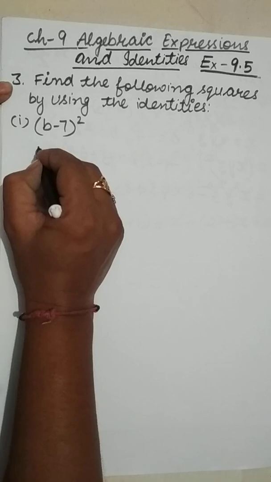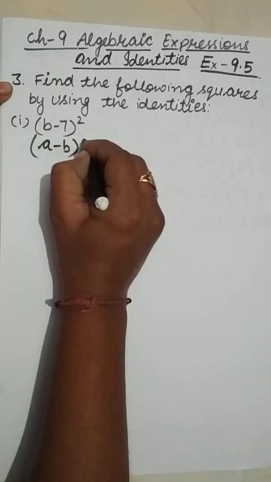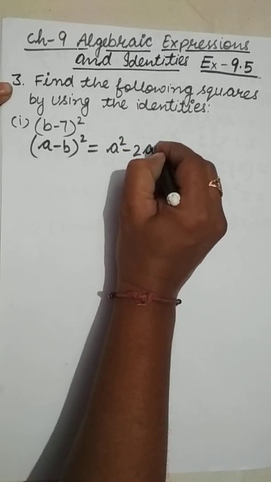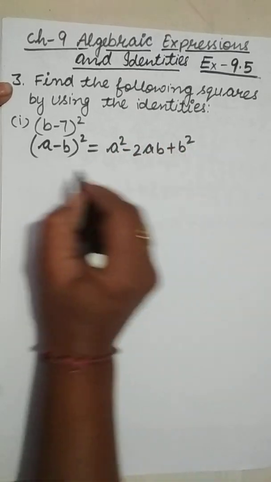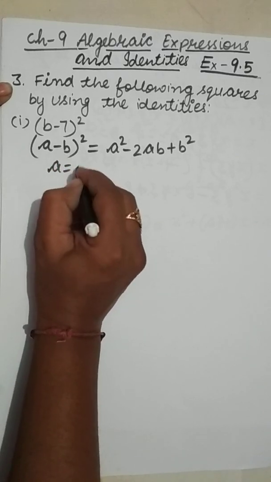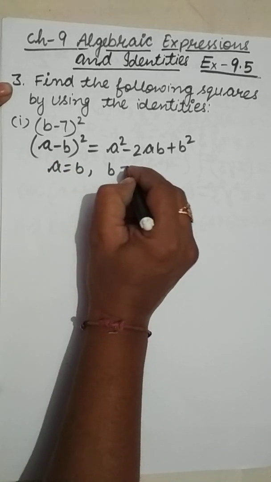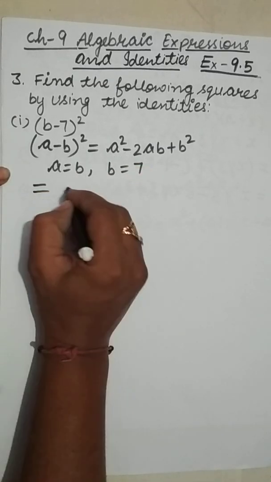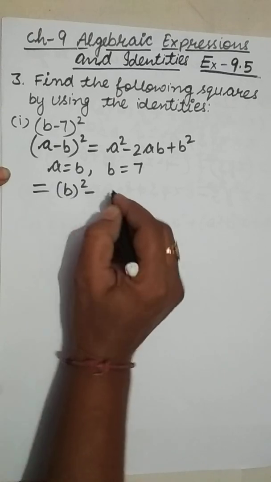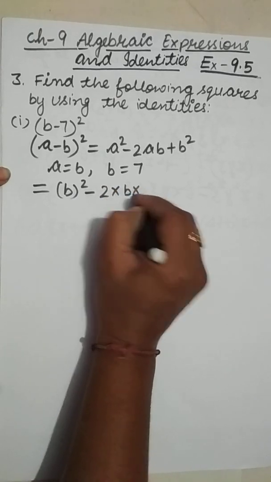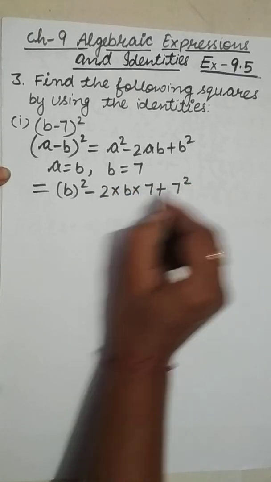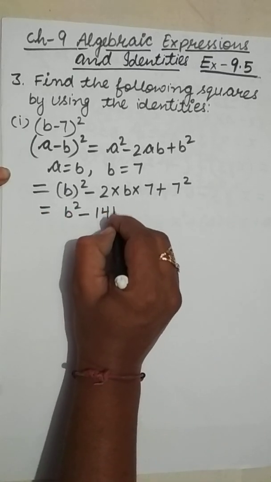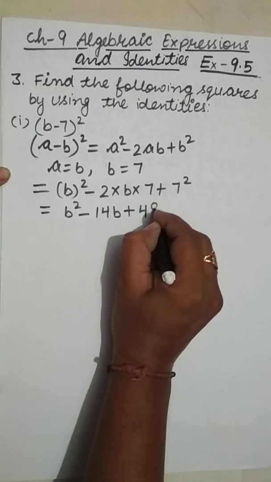In this question we will use the identity (a minus b) whole square, which is equal to a square minus 2ab plus b square. Here the value of a is b and b is 7. Now we will substitute these values in the identity, which is equal to b square minus 2 multiply b multiply 7 plus 7 square, which is equal to b square minus 2 sevens the 14 b plus 7 sevens the 49.